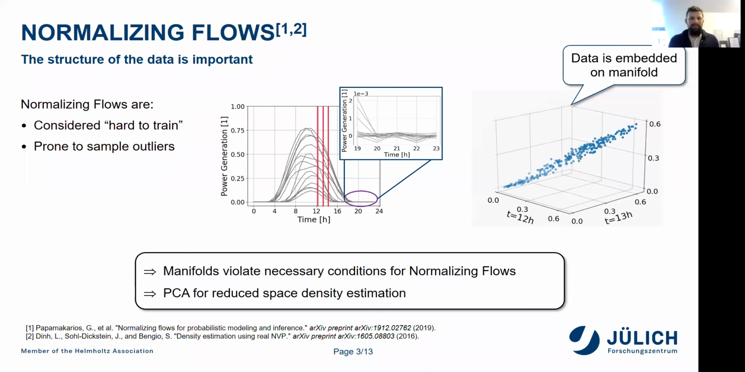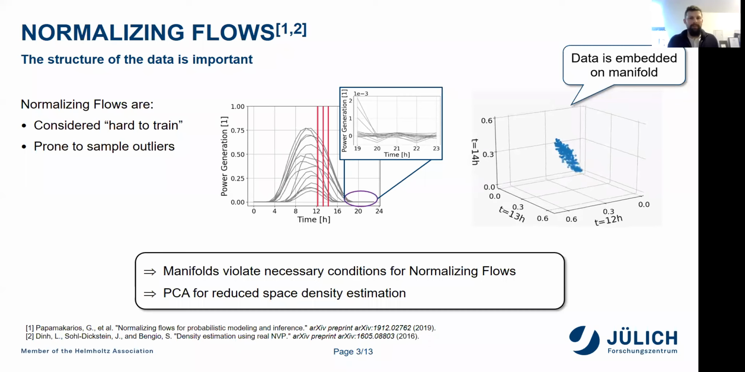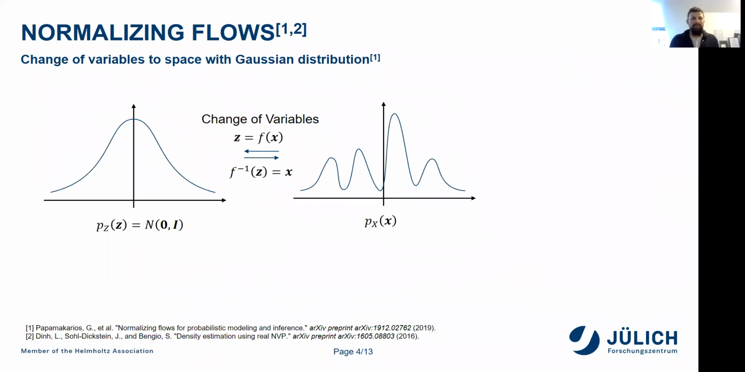Now, before we can start discussing what the effects of manifolds are, we have to understand how normalizing flows work in principle. And the fundamental idea of normalizing flows is to take the coordinate system of our data set and perform a change of variables on this coordinate system such that after this transformation, the data resides in a space but follows a Gaussian distribution. And if we find this transformation function f here, we can use this to describe the density of our data as the density in the Gaussian space.